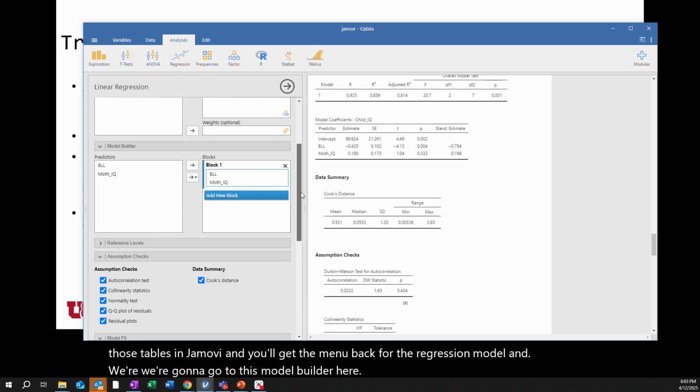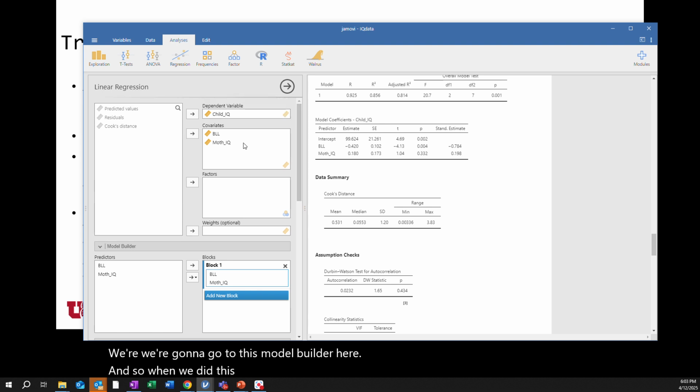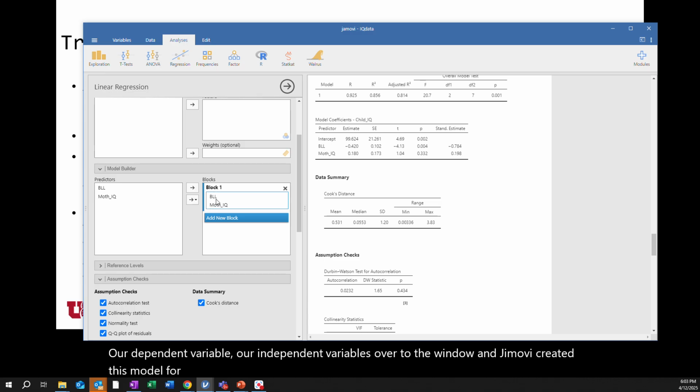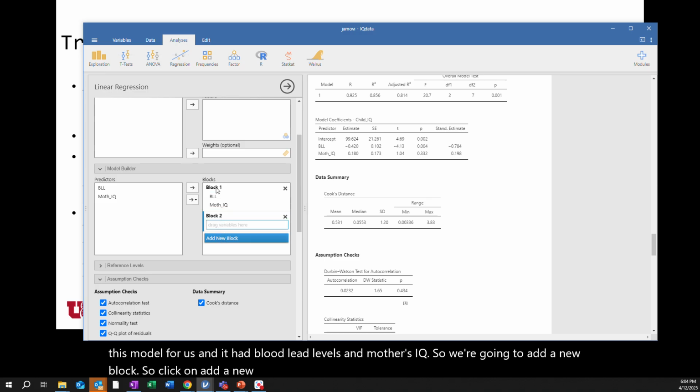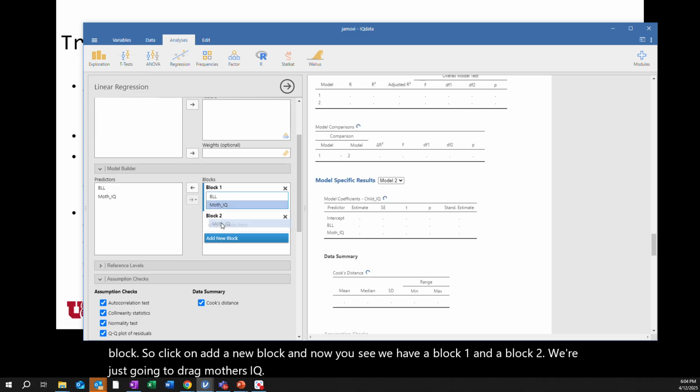And so when we did this regression, we dragged our dependent variable, our independent variables over to the window, and Jamovi created this model for us. And it had blood lead levels and mother's IQ. So we're going to add a new block. So click on Add a New Block, and now you see we have a block 1 and a block 2. We're just going to drag mother's IQ down to block 2.